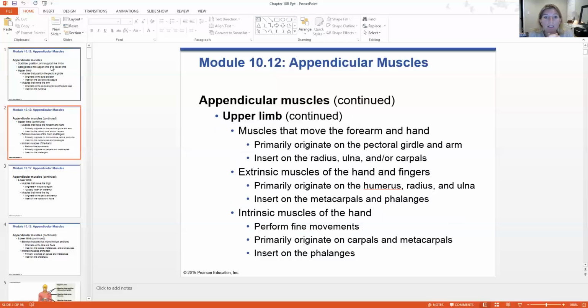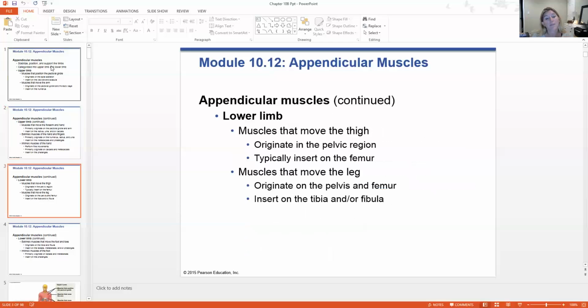The upper limb has muscles that move the forearm and hand, extrinsic muscles of the hands and fingers, and then the intrinsic muscles of the hands themselves. By extrinsic and intrinsic, we're basically just referring to where they're positioned. Extrinsic muscles are the bigger ones that go down into the humerus, radius, and ulna, all through the forearm. Intrinsic muscles are located within the hand structure itself.